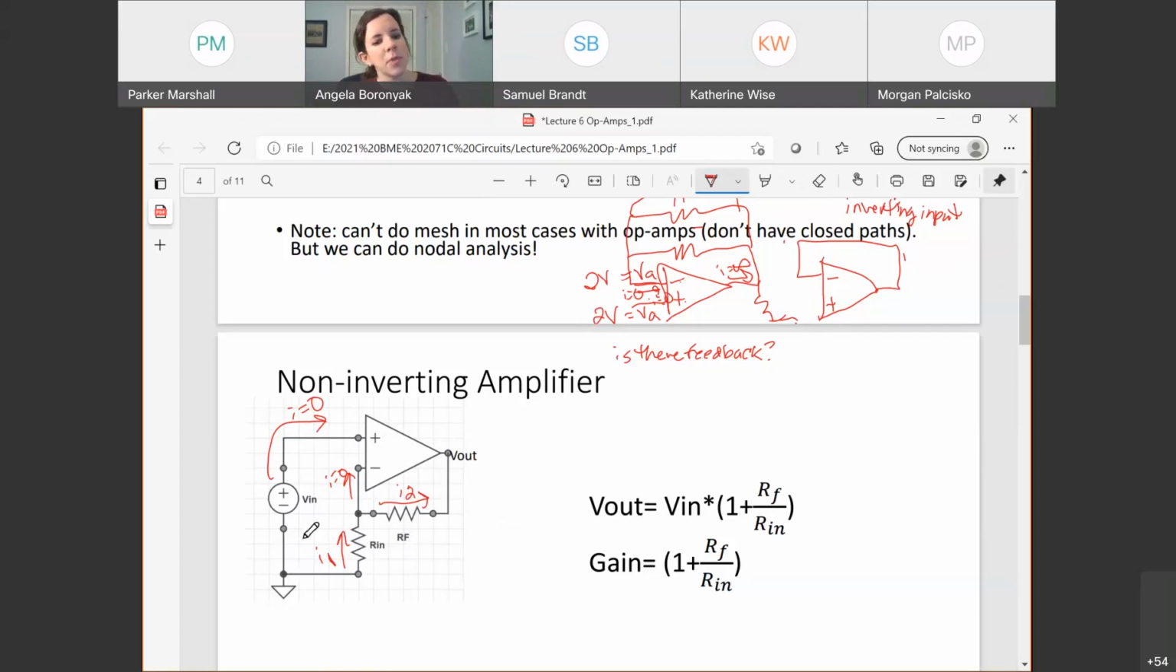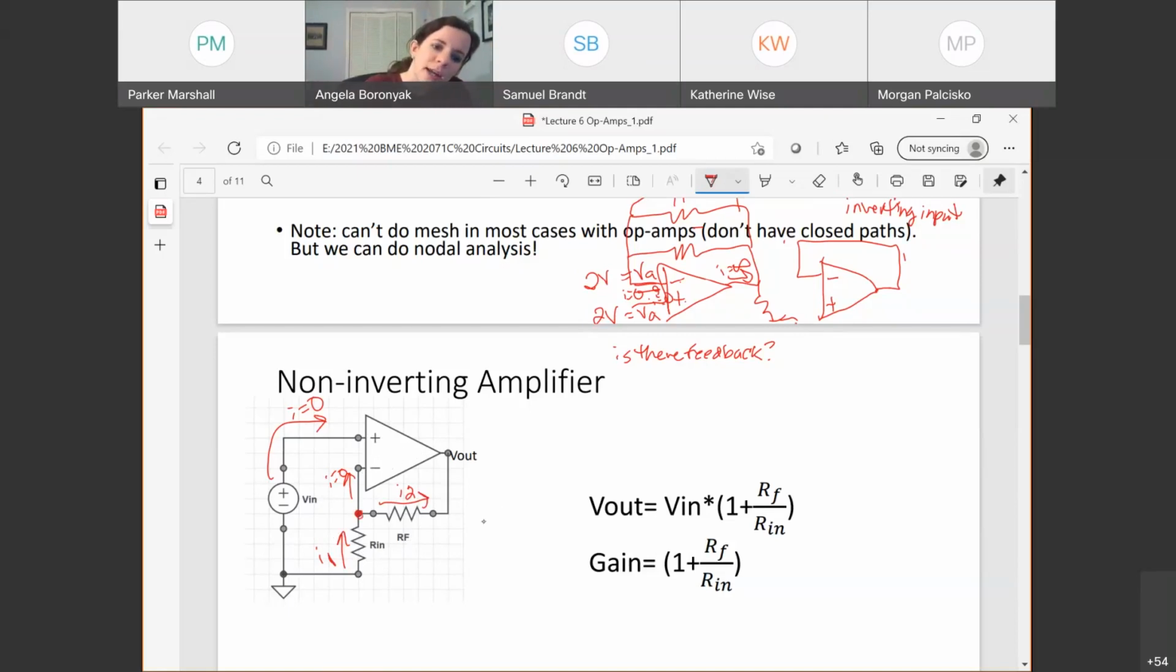Again, as I warned, you can't do mesh. It looks like you kind of have a mesh here, but you have no idea what went on from here to here, so you can't continue that path. I don't really have a closed path here either, so I have no meshes. Again, I don't know what goes on in between here either. I can do nodal, however.